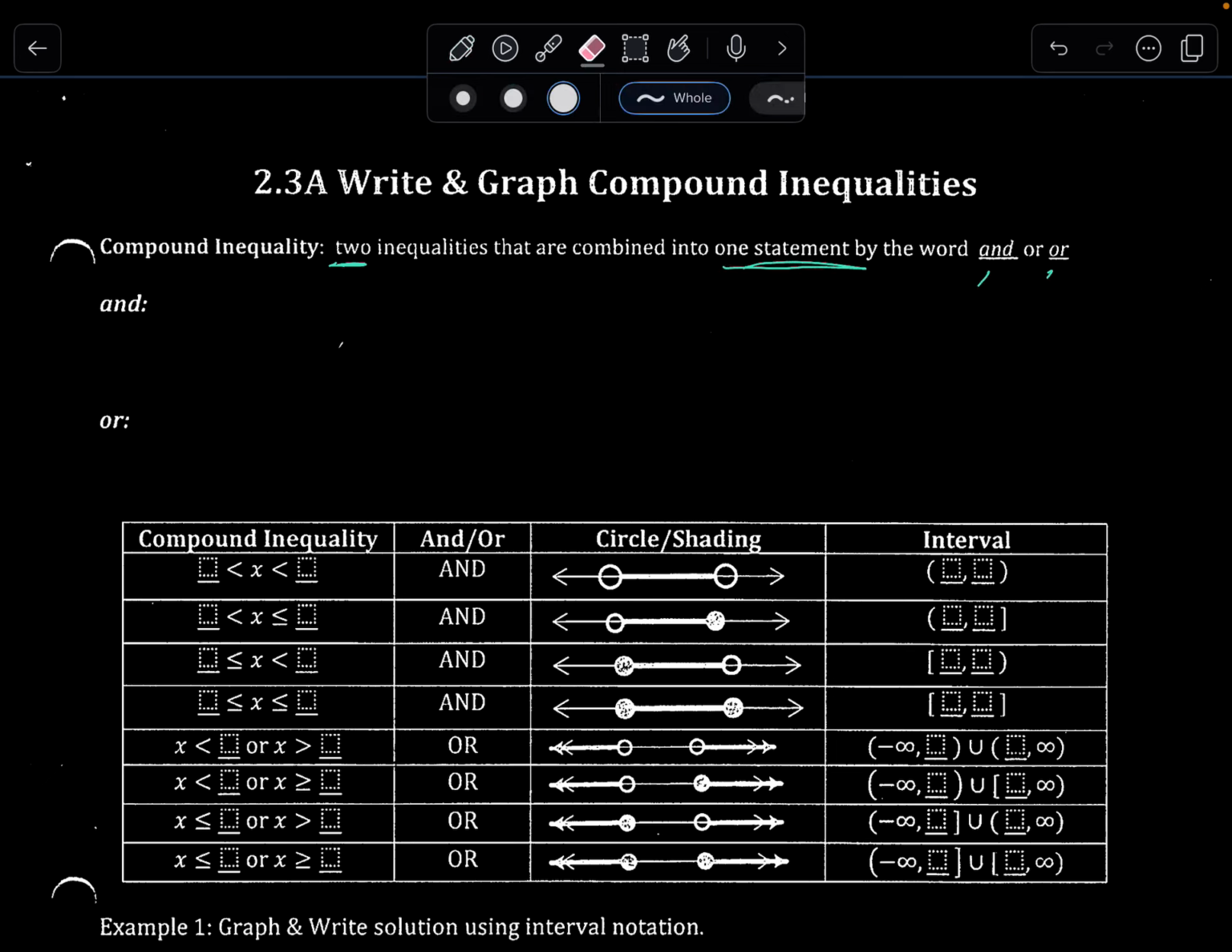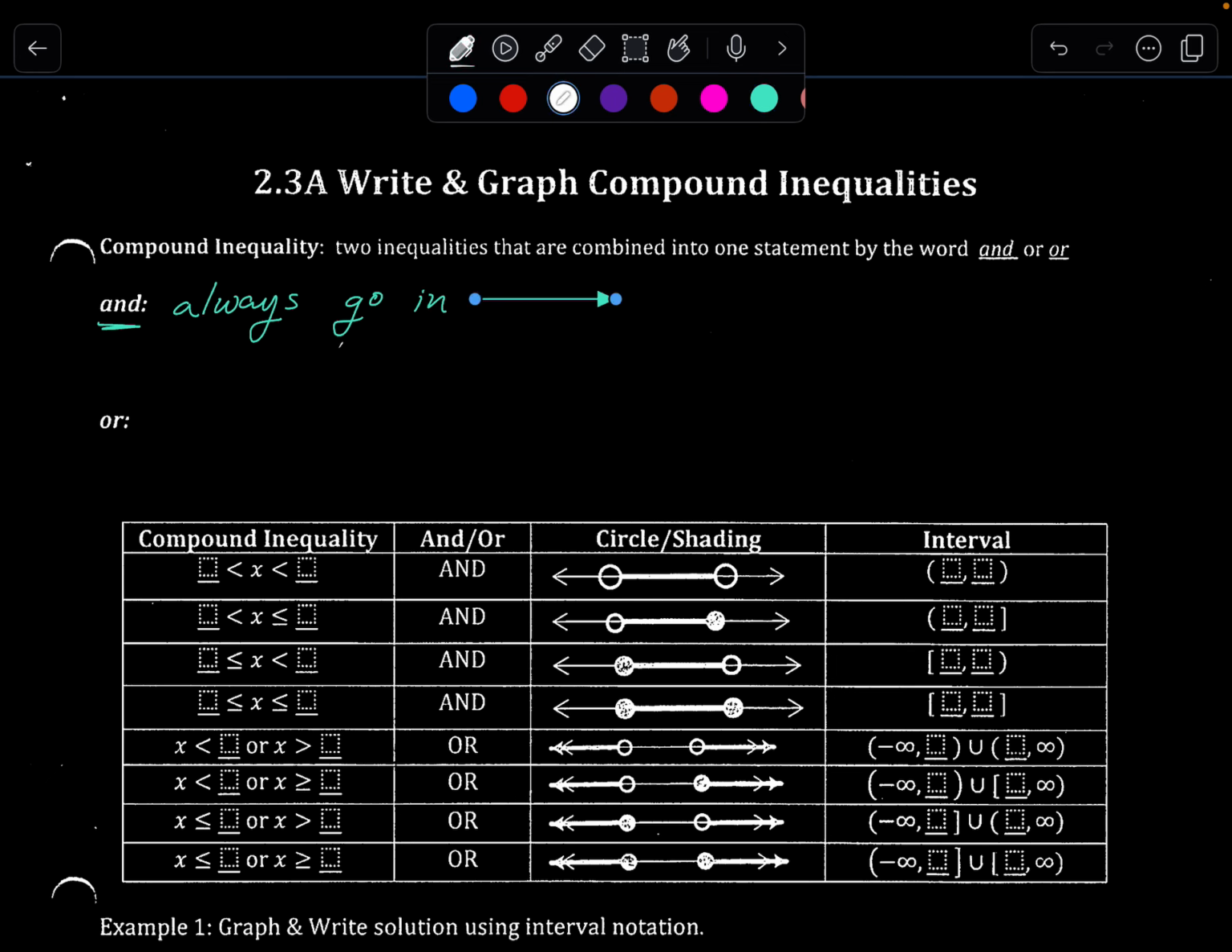Depending on which word is used is going to tell you a whole lot about what these compounds are doing. For instance, "and" compound inequalities are always going to go in. It'll make more sense when you see the number lines in a second. But basically what it looks like is this.